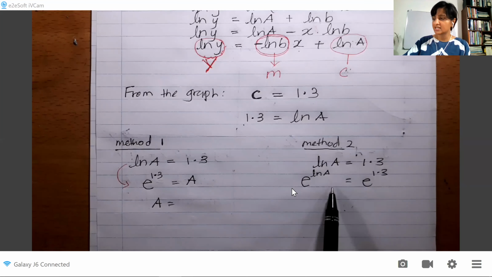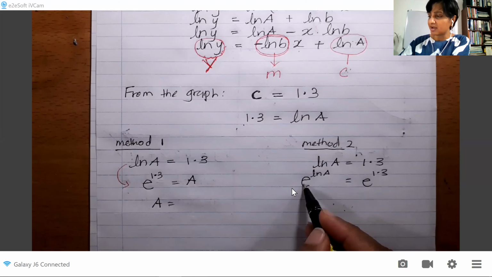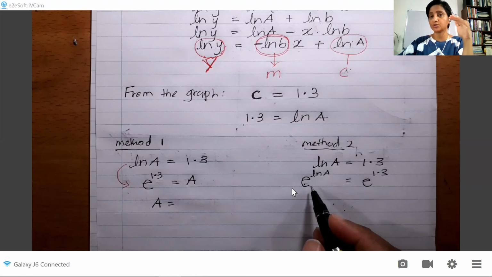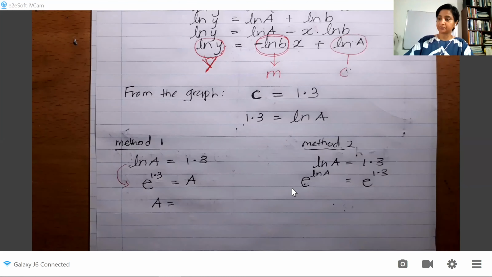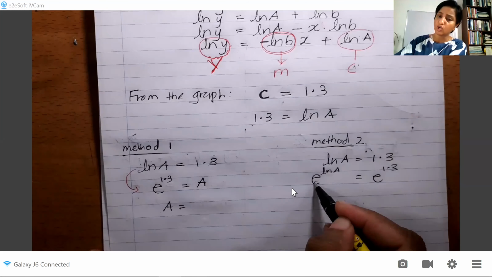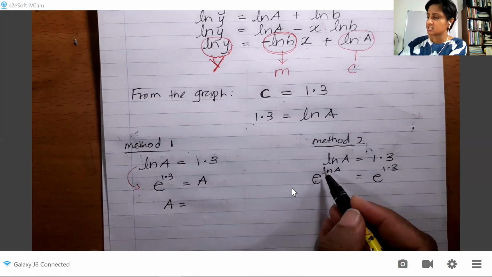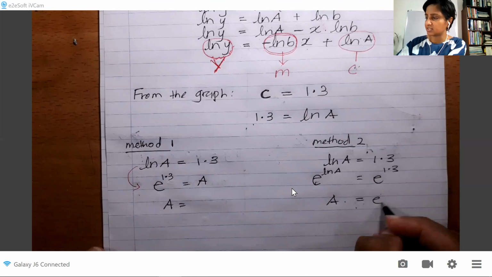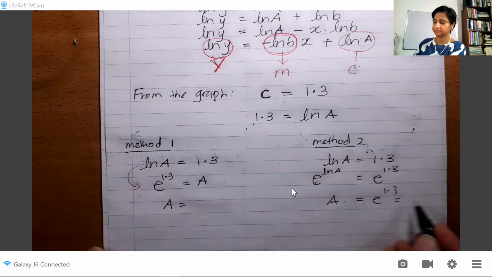Method 2 is to just raise both sides to a power of e, and ln, when you have it like this, is a logarithmic rule. We did this as a rule. These are inverses happening together, so they cancel off each other. E to a power of ln cancel out. You get just a here. So a is e to the power of 1.3, and you can just find it using the calculator.